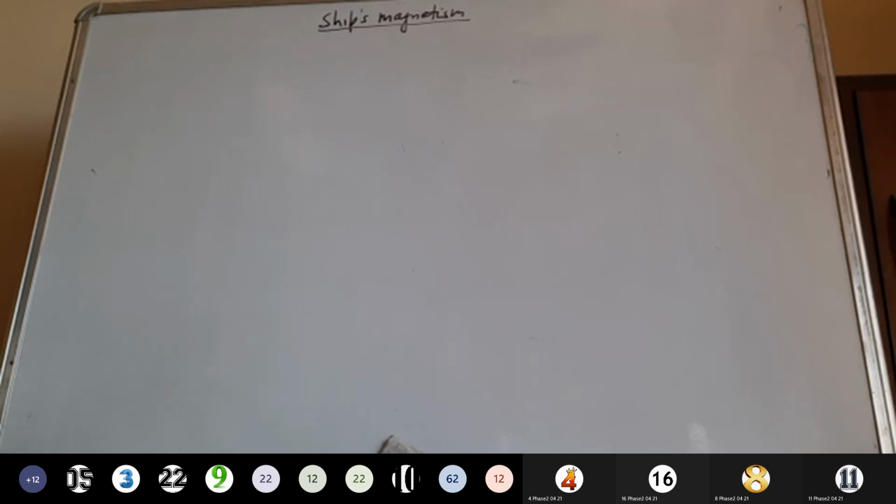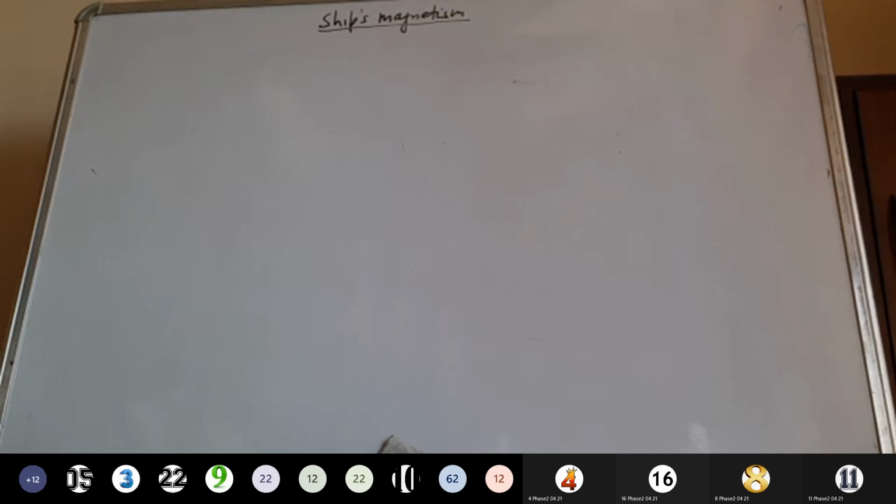What is the cause of the ship's magnetism? 99.9% of the cause of the ship's magnetism is the Earth's magnetism. It is the Earth's magnetism which is inducing magnetism in the ship's structure, which in turn is creating a field at the magnetic compass position. That deflects the magnetic compass needle away from the magnetic north in some other direction, causing something which is called deviation.